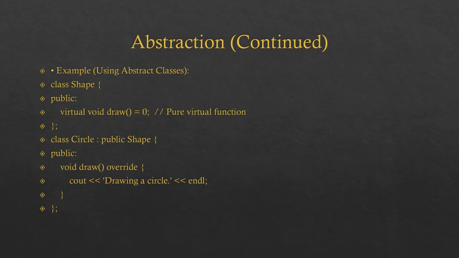In this example, we have an abstract class shape with a pure virtual method draw. The circle class derives from shape and implements the draw method. Abstraction allows us to work with different shapes without worrying about their specific implementations.